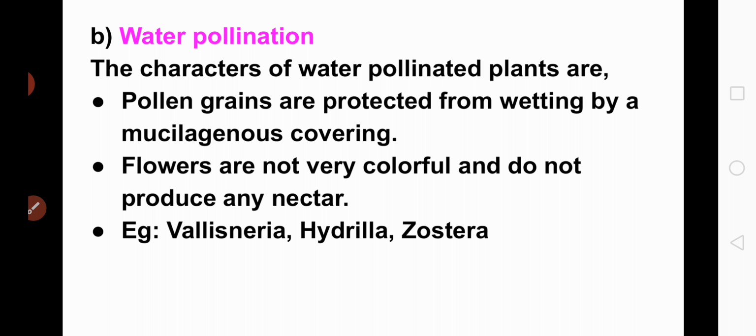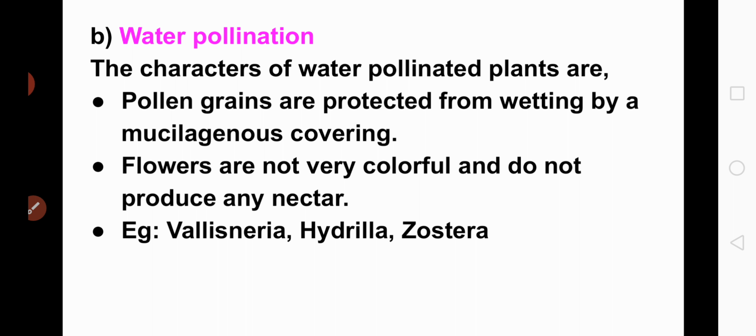Now coming to the characters of water pollinated plants. Here the pollen grains are protected from wetting by a mucilaginous covering. This is the important characteristic feature of water pollinated flowers. And like wind pollination, here also the flowers are not very colorful and do not produce any nectar.